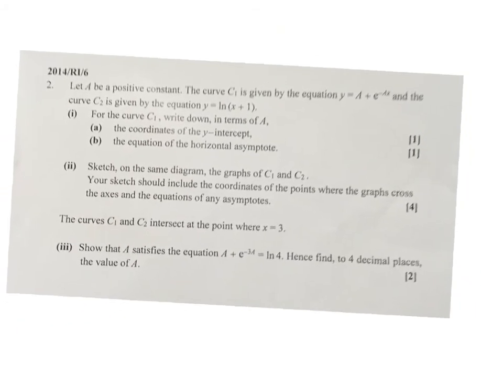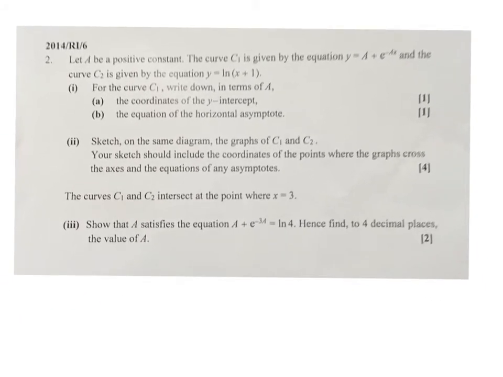Let a be a positive constant. The curve C1 is given by y equals a plus e to the power negative ax, and the curve C2 is given by the equation y equals ln of x plus 1. For the curve C1, write down in terms of a the coordinates of the y-intercept and the equation of the horizontal asymptote.